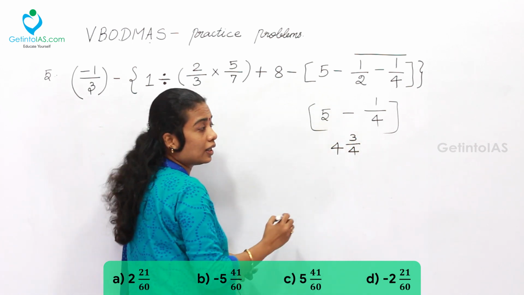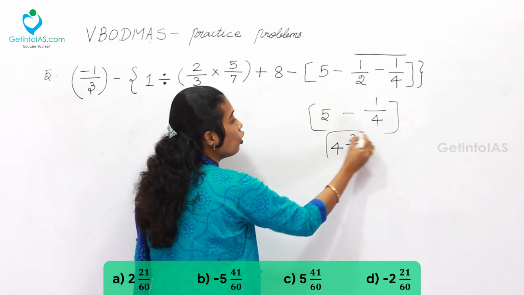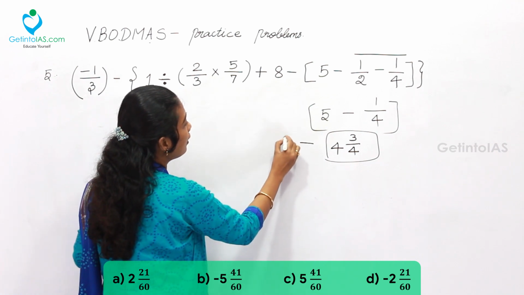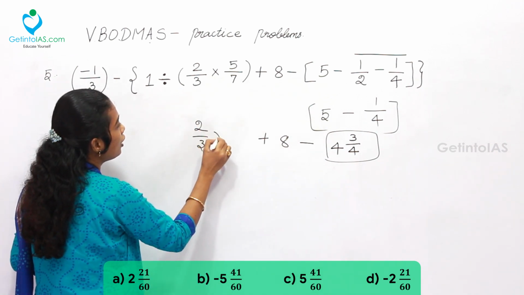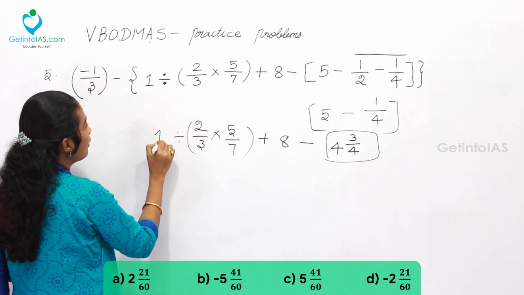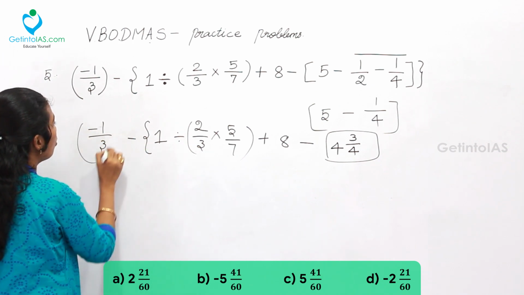You can take it directly or you can take the LCM and calculate. So this is the overall part of this side. So here minus, I am taking here 8, here plus, then 2 by 3 into 5 by 7, then divided by 1, then minus 1 by 3 over here.